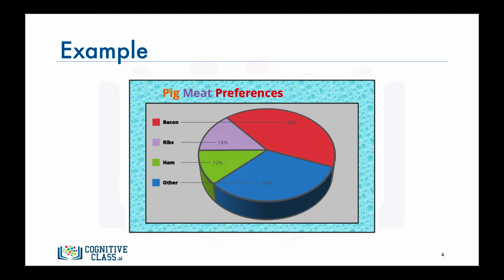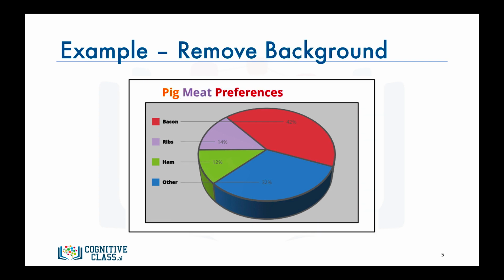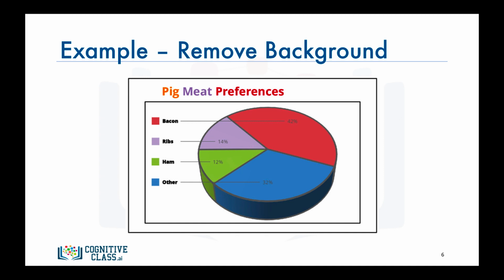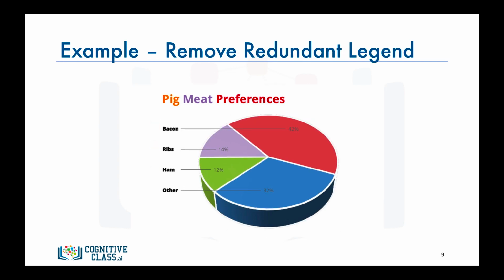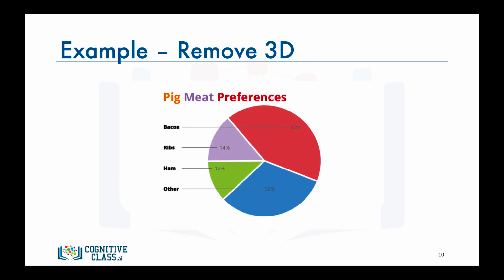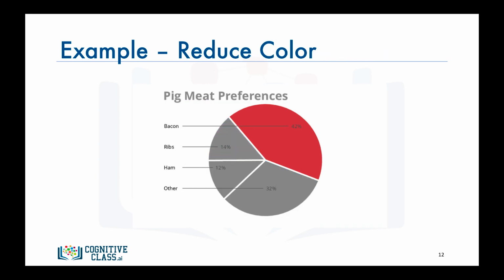The first thing is let's get rid of the blue background and the gray background. Let's also get rid of borders as they do not convey any extra information. Also, let's drop the redundant legend since the pie chart is already color-coded. 3D isn't adding any extra information, so let's say bye to it. Text bolding is also unnecessary. And let's get rid of the different colors.